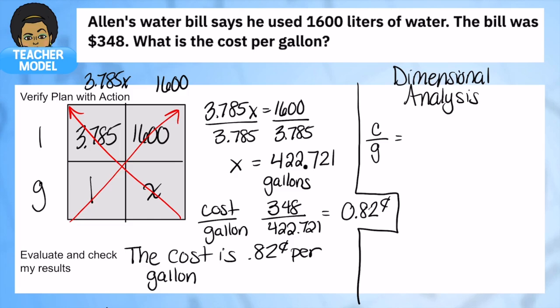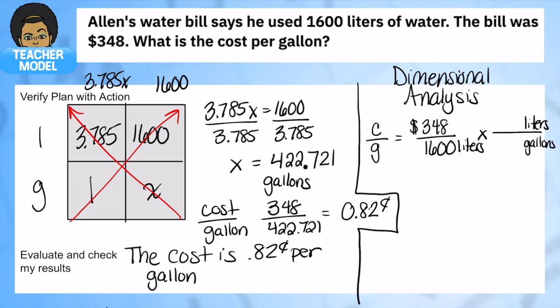So I'm going to use the cost first because it's on top. I want that to be my numerator. $348 to 1,600 liters. And I'm going to multiply this by, well, what do I know about liters and gallons? Now look at where I'm putting liters and look at where I'm putting gallons. That's intentional, Math Marvels, because I want, when we multiply, for these to cancel out so that I'm only left with gallons and cost. That's the tricky part about this. That's the part where once you master it, this becomes super easy.